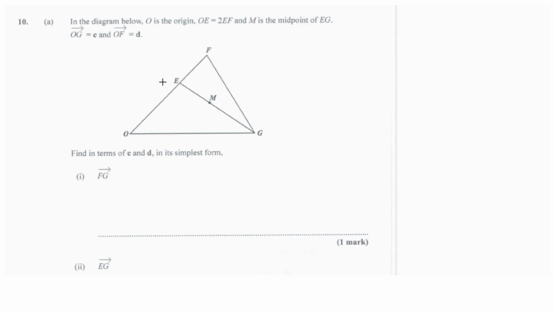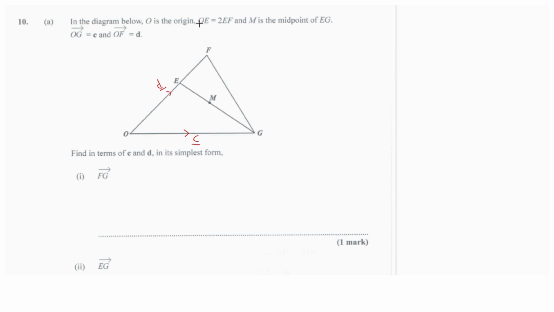Question 10. In the diagram below, O is the origin, OE equals 2EF, and M is the midpoint of EG. OG equals C. So let's annotate the diagram here, and OF is equal to D. So we have OG equals C. That's the vector C there. And OF is D. So from O to F is D. All of this length is D.